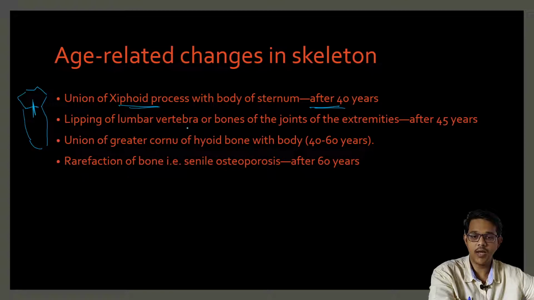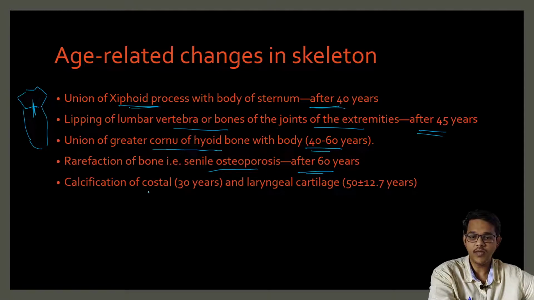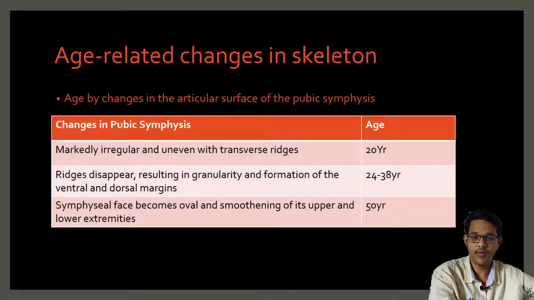Then lipping of the lumbar vertebrae and bones of the joints of the extremities occurs at the age of 45 years. Lipping is nothing but fraying of the bone. Then union of the greater cornu of the hyoid bone with the body occurs at the age of 40 to 60 years. Rarefaction of bone, that is osteoporosis, starts at the age of 60 years. Then calcification of costal and laryngeal cartilages starts around 30 years and becomes complete between 40 to 50 years, plus or minus 12.7 years.